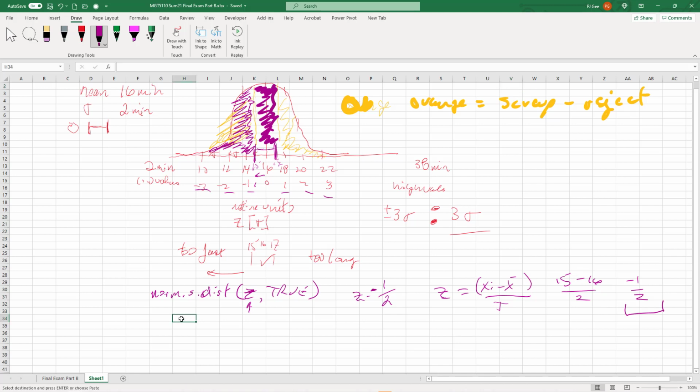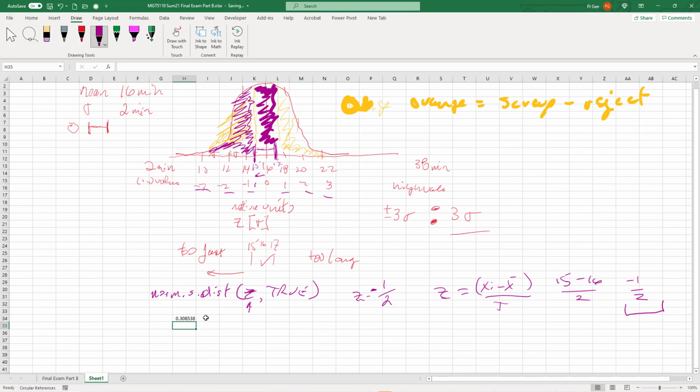Let's calculate this area to the left. That's going to be equal to NORM.S.DIST of what's our z? Minus 0.5, TRUE. You can put this in uppercase or lowercase, it doesn't matter. The z just shows that our point of 15 minutes is a half of a standard deviation down. I'm trying to give you the rationale connected to the real world here. So we have minus 0.5 in there, and that's going to give us the proportion of the area to the left of that line under the curve. Hit that.